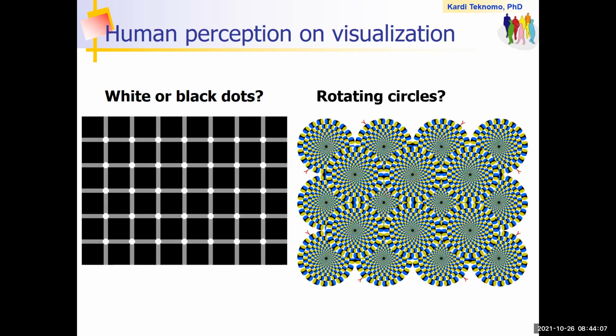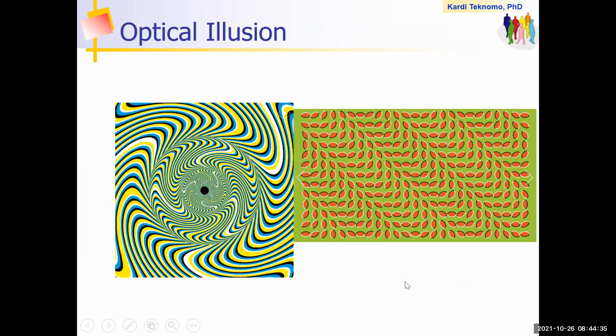Similar to this one. Focus on the drawing on the right. Can you see that the circles are rotating? Yes, this is a pretty common one. Right. So in reality, the circles never rotate. This is a static image. But in our mind, they are rotating. The same thing with this optical illusion.